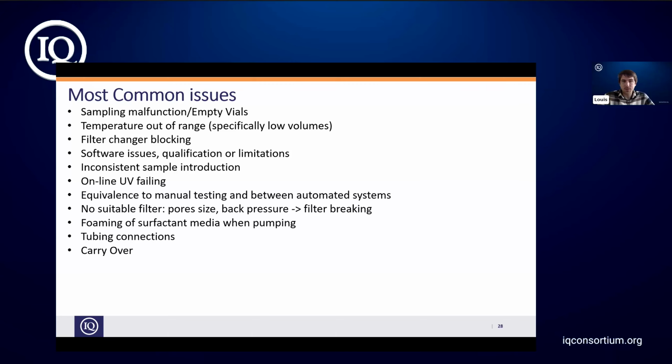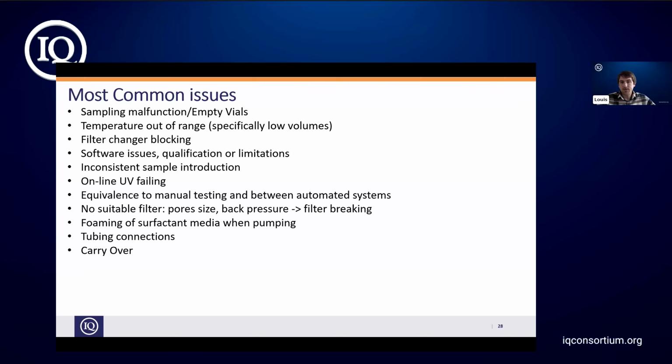We see fails of the online UV, and that's of course then one of the main downsides of online testing. If you're not filling vials, if your analysis fails, you will have to redo your dissolution. While if you are classically sampling in vials, and then your analysis fails, you might be able to reuse the same samples and reanalyze them, and not necessarily have to repeat the actual dissolution tests. The equivalence to manual testing in between automated systems was also listed as one of the common hurdles.